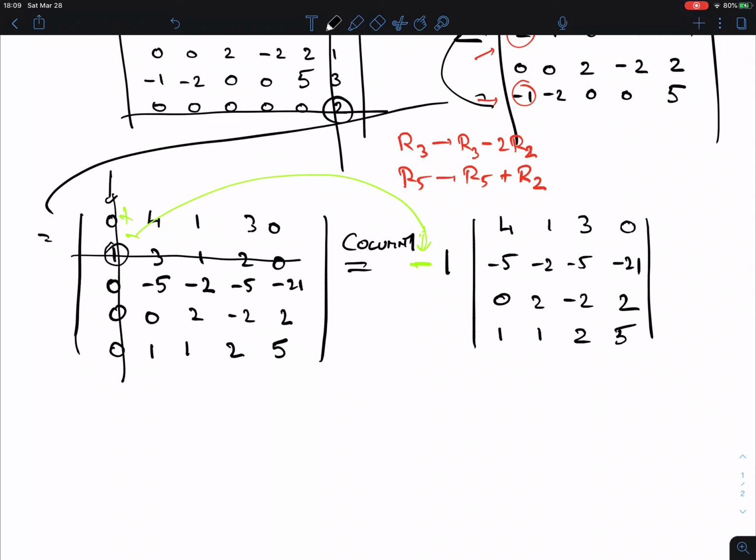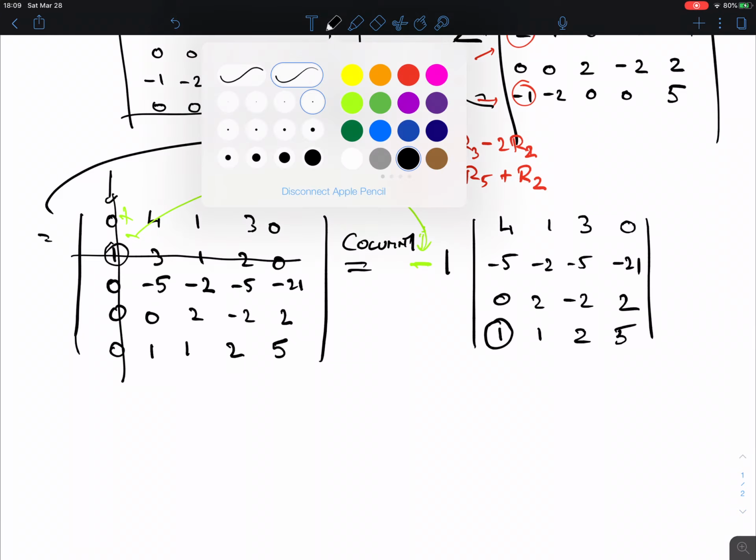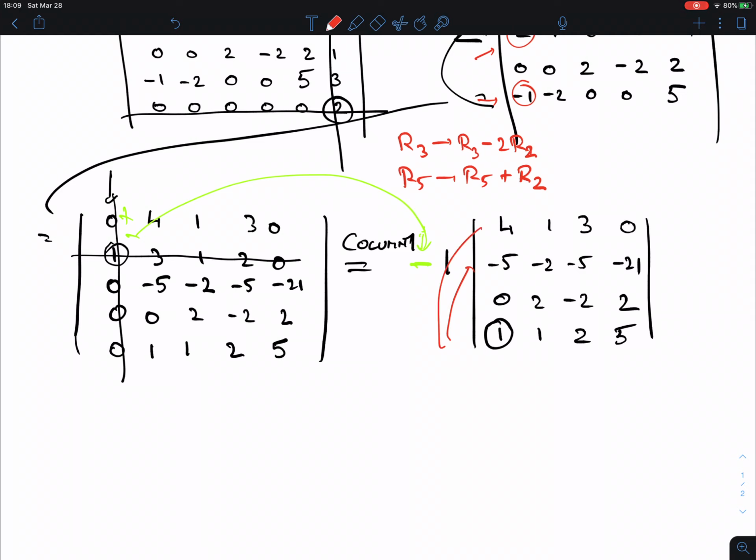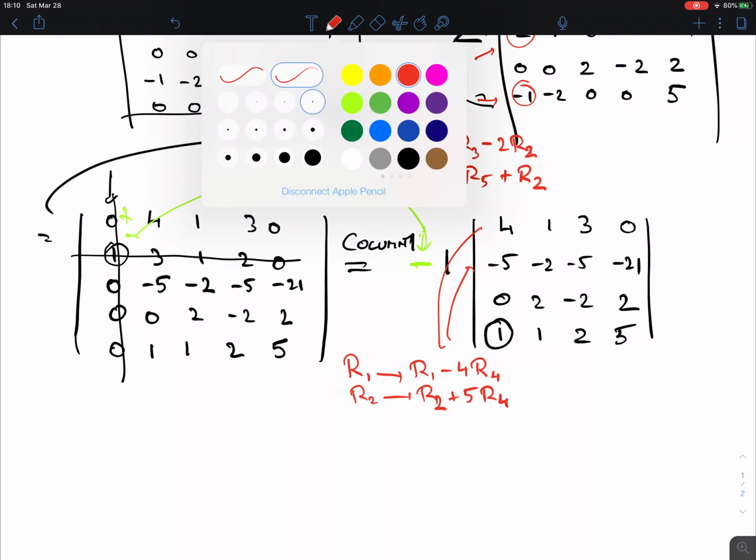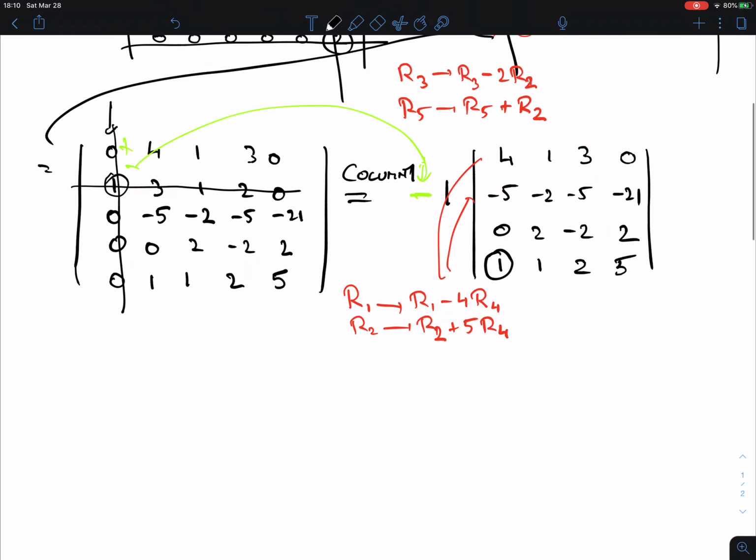So I'm looking for pivots again, and as I said, I prefer to use the first column. This is the one that I find, and so with that I can make these two numbers here 0, right? The row operations are row 1 will be replaced with row 1 minus 4 times row 4, and row 2 is row 2 plus 5 times row 4. Yeah, try to write this correctly.